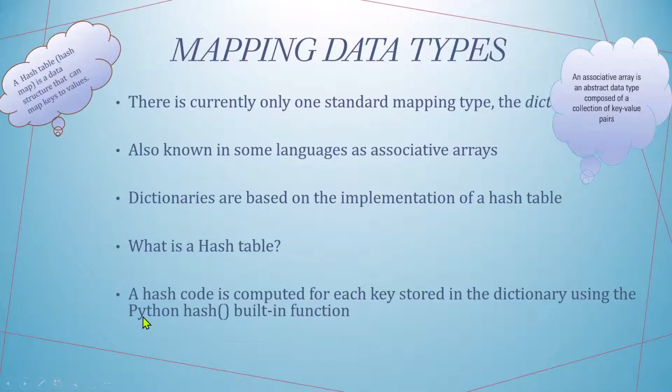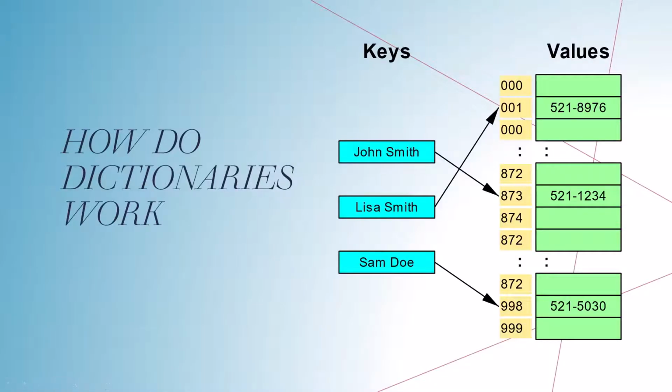Now, just to give you a visual idea of how dictionaries work, these are the keys, right? These are the values. And these that you can see are the hash codes. So, the hash code for the first entry has been computed as 873, and so the value is stored accordingly. Similarly for the second and the third. Right? As you can see, there's no order, it's just arbitrary values computed using the hash method.